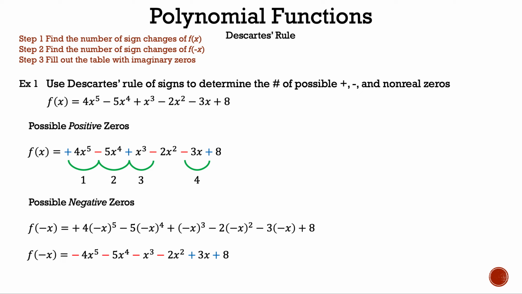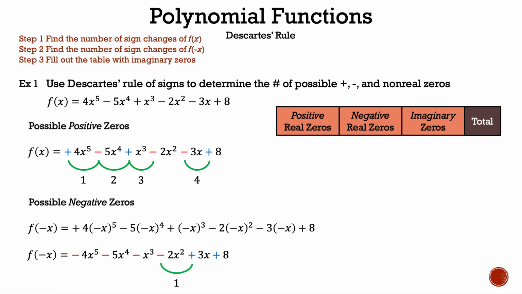How many times do we think the sign has changed in this function? Well, let's find out. We start with a negative and we don't switch until about halfway, and we don't switch back. So that means we only have 1 sign change for f of negative x. Now, let's make a table with the possible positive, negative, and imaginary zeros. Don't forget to put the total. Let's put 4 for the positive zeros and 1 for the negative zeros. Our total for this example is 5.